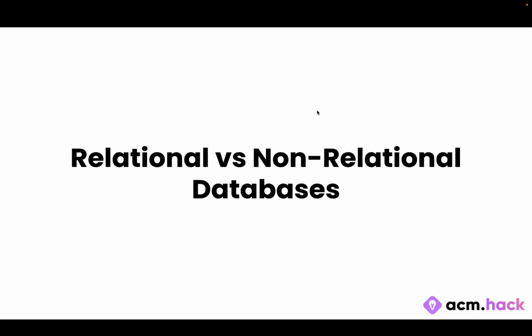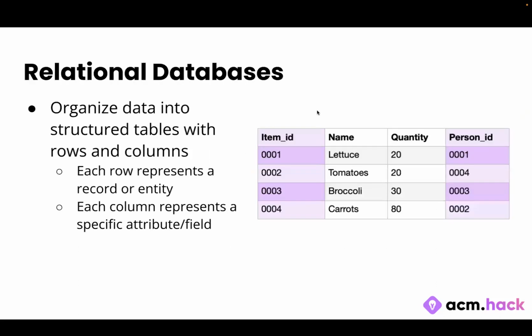Okay, so now that we know what a database is, we're going to be talking about different types of databases, specifically relational vs non-relational databases, and some of the differences between them. So relational databases organize data into structured tables with rows and columns, with each row representing a record or entity, and each column representing a specific attribute. So in this table, item ID, name, quantity all represent different columns, and then the rows are like lettuce, tomato, and broccoli.